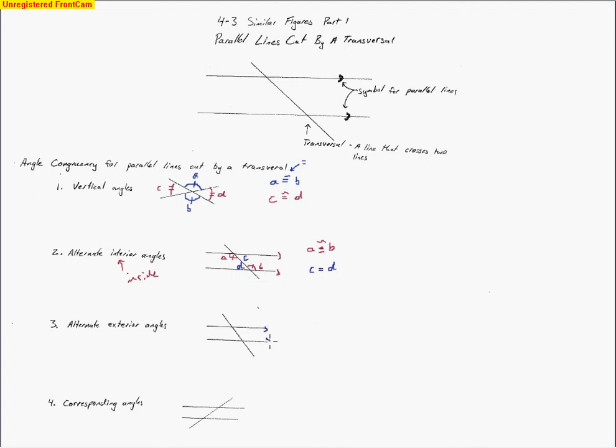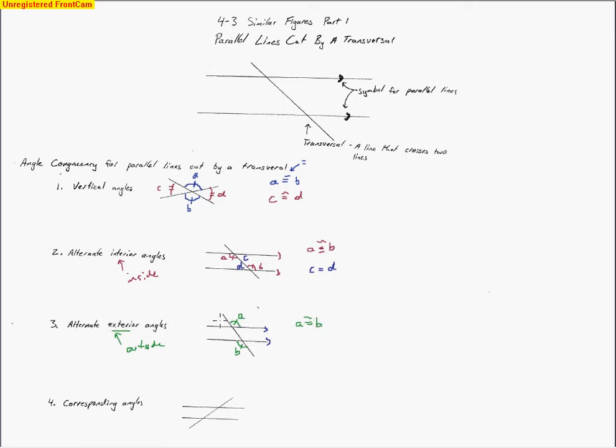Again, we've got parallel lines because we've got this symbol here, and we're now taking a look at alternate exterior angles. Exterior means outside the parallel lines. When we talk about those, we're talking about this angle here and this angle right here. These are alternate exterior angles. If I call that one A and this one B, I would say A is congruent to B, and the reason is they're alternate exterior angles.